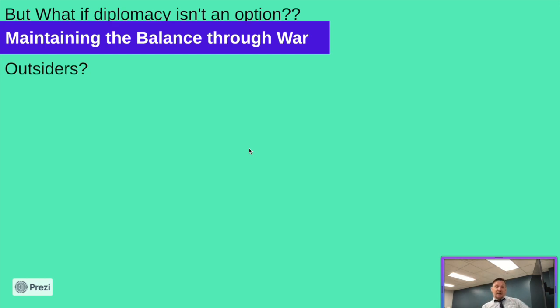Well, let's look at two different cases of this, okay? There are two different sets of wars where you could argue the balance of power was held up using war. One of them was against people that you would consider outsiders from Europe, or non-Europeans. And the other is a consideration of insiders, European to European, that kept that balance of power going.